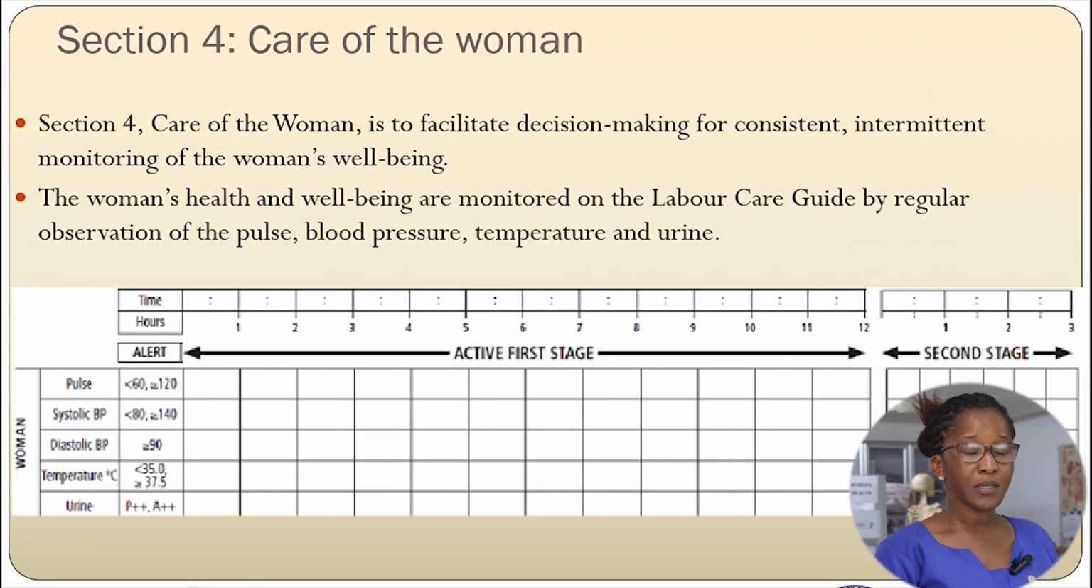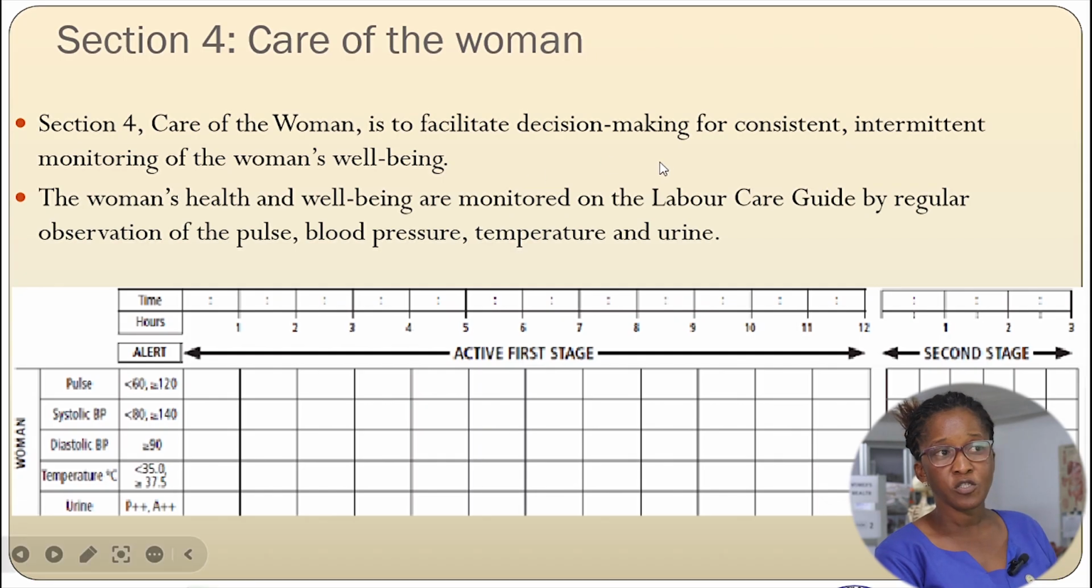The care of the woman in section 4. This facilitates decision making for consistent, intermittent monitoring of the woman's well-being. The woman's well-being is monitored on the labor care guide by regular observation of the maternal pulse, blood pressure, temperature, and the urine. Also, we said there is a threshold that guides us.